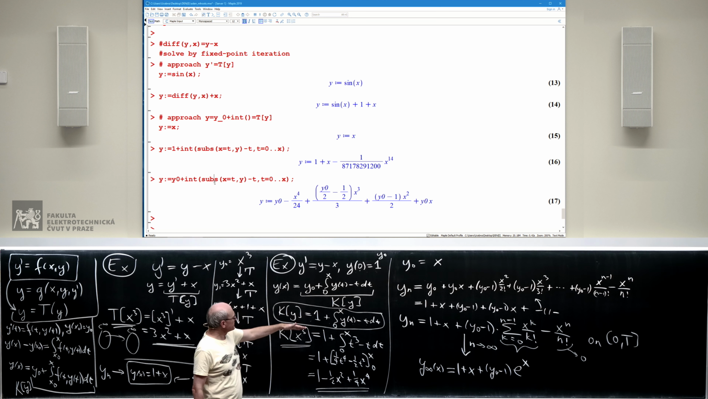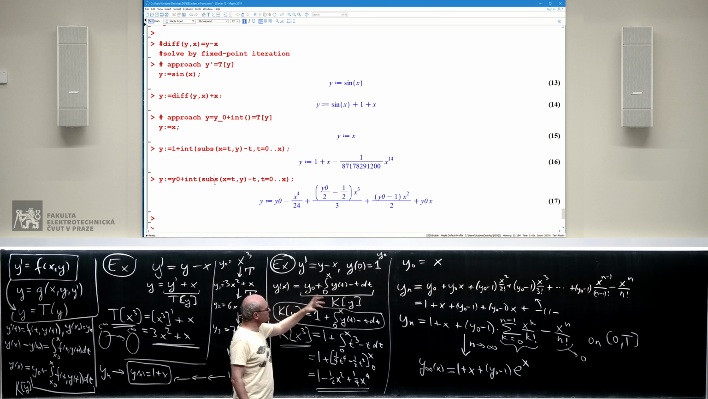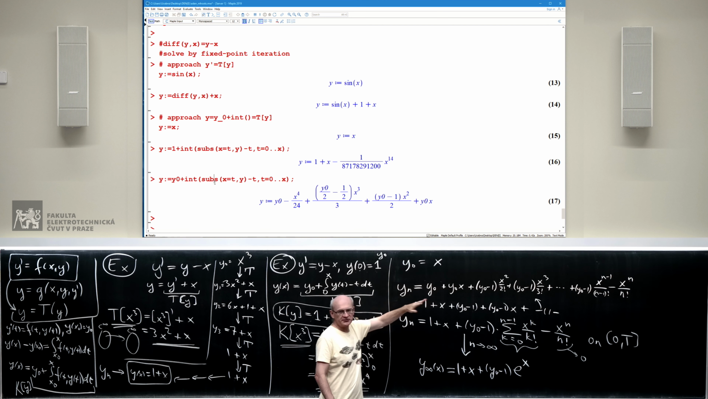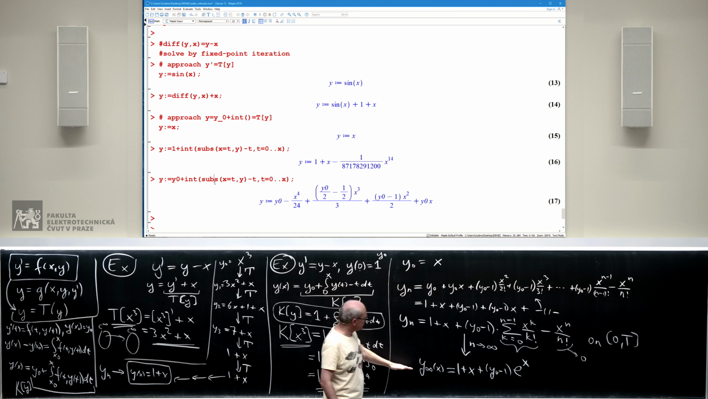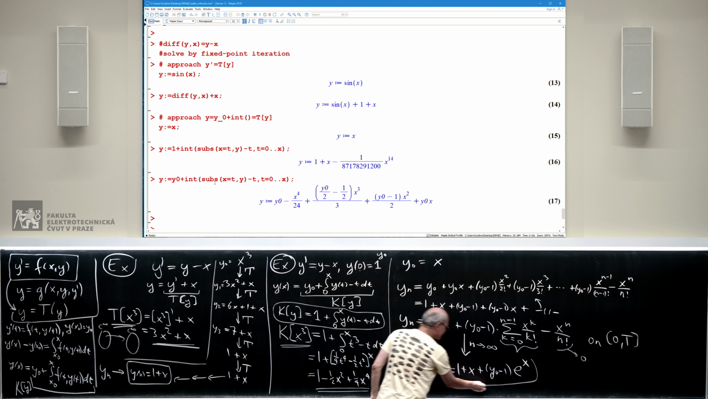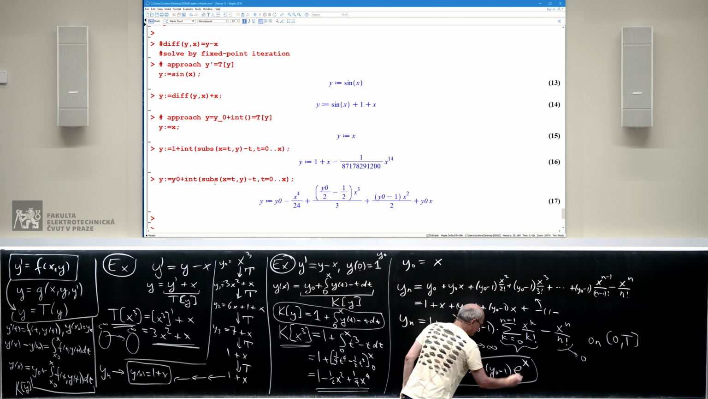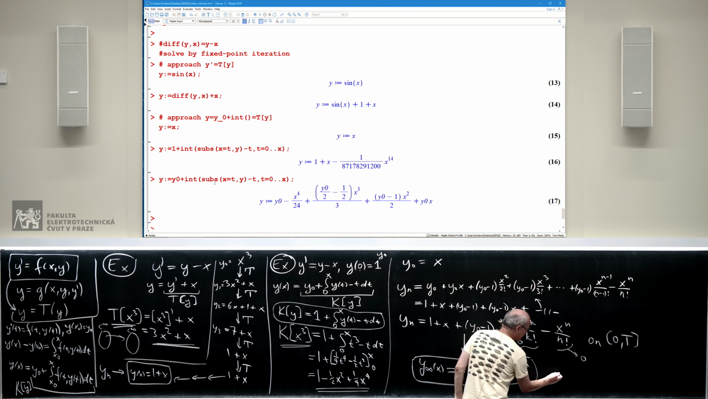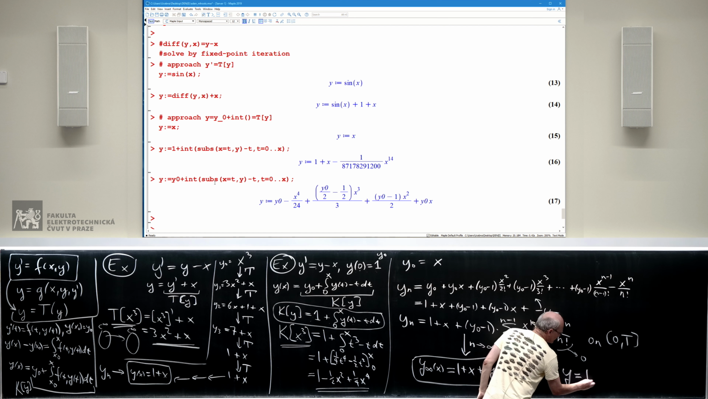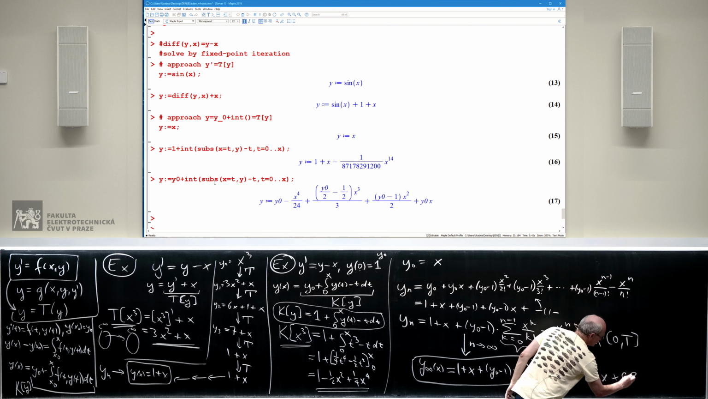So in this case, the fixed point iteration also converged, although it took more work. We had to integrate, well, Maple did it for us, and it converged to a specific function. Now we can read this in several ways. y naught is some constant. y naught minus 1 is also a constant. We can give it a name. 1 plus x plus c e to x.